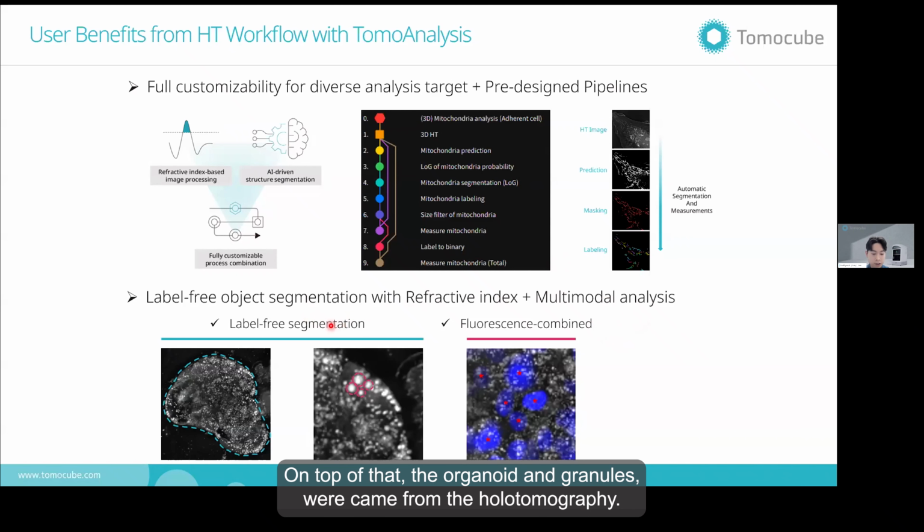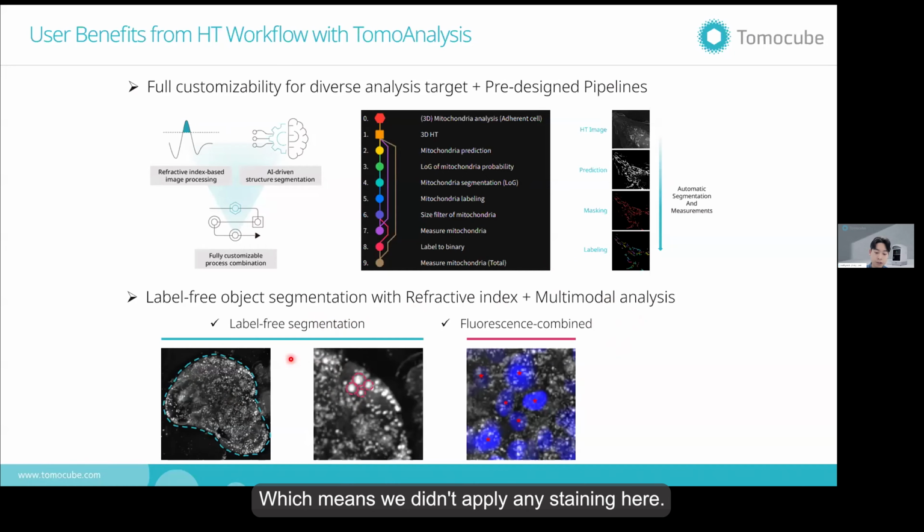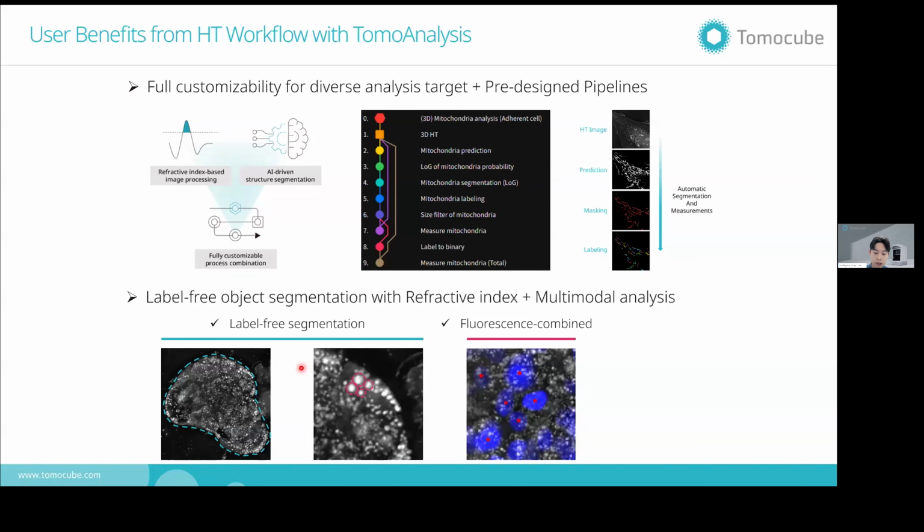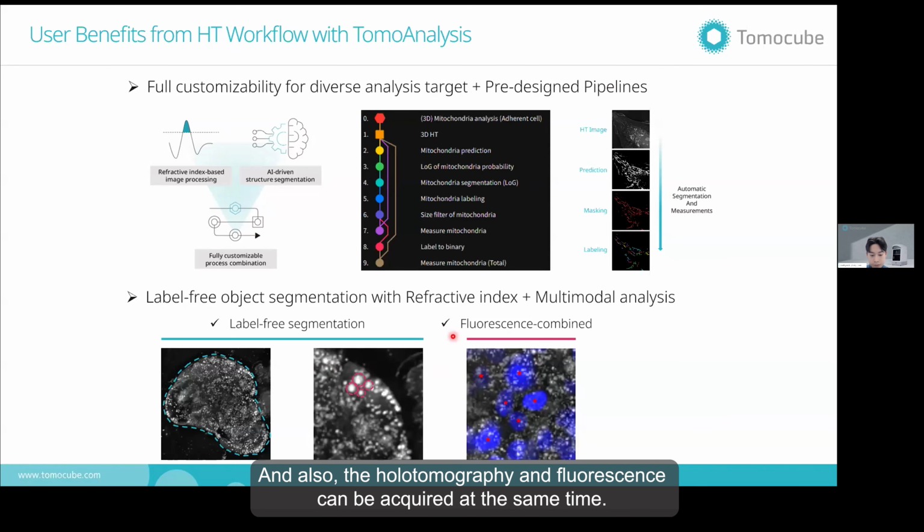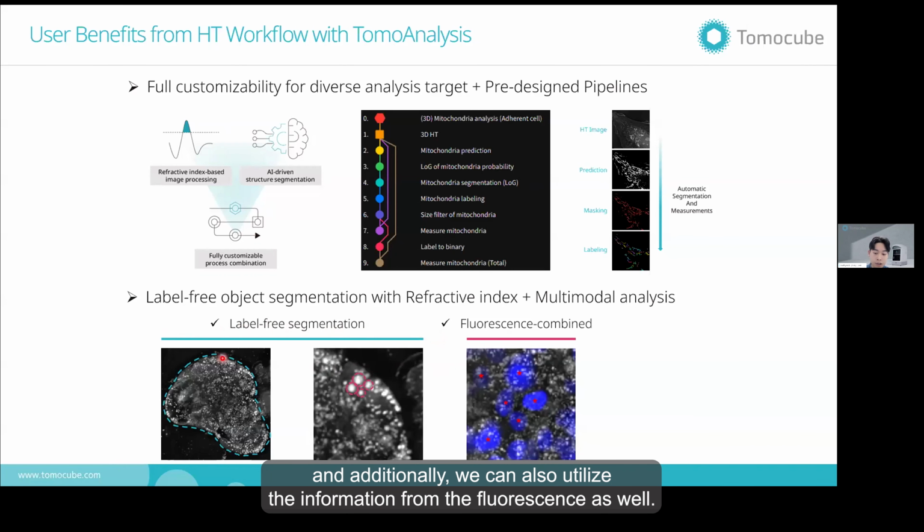On top of that, the organoid and granules came from the holotomography, which means we didn't apply any staining here. And also, the holotomography and fluorescence can be acquired at the same time. So basically, we can take the phenotypic features only with the holotomography, and additionally, we can also utilize the information from the fluorescence as well.